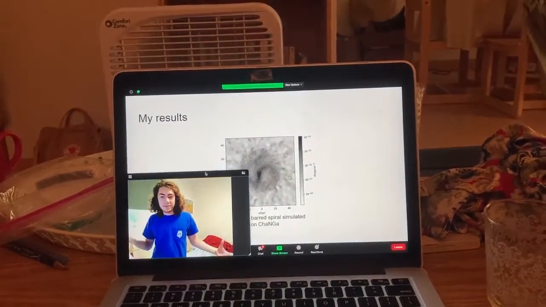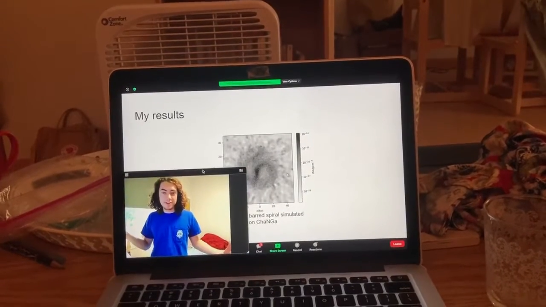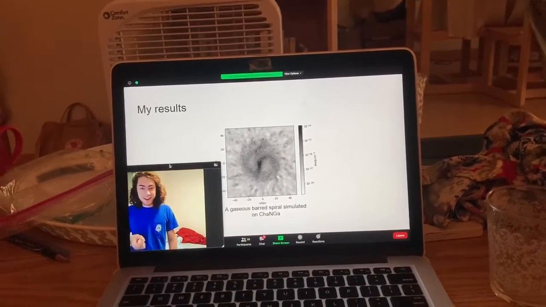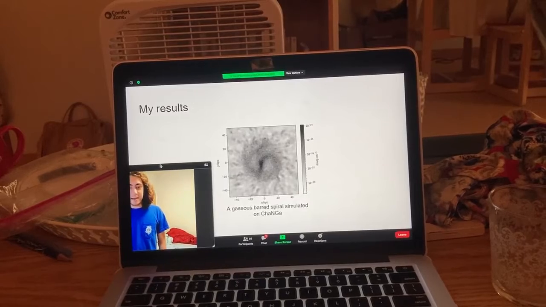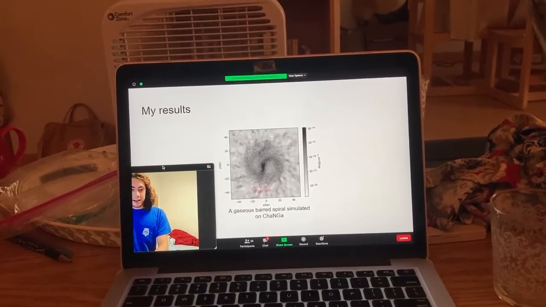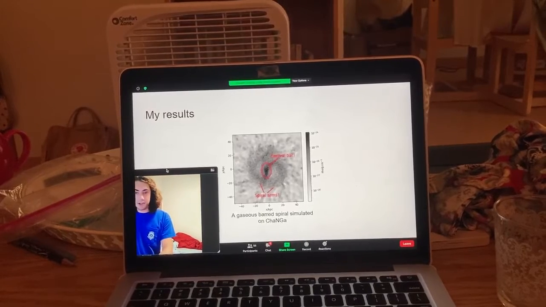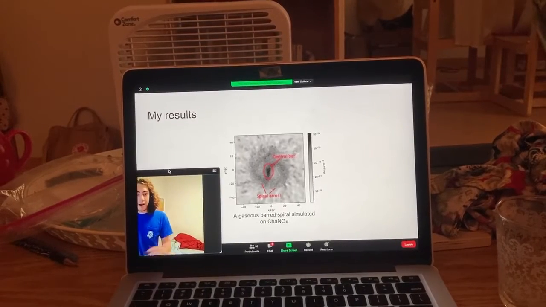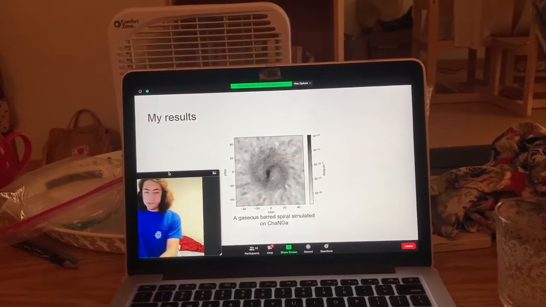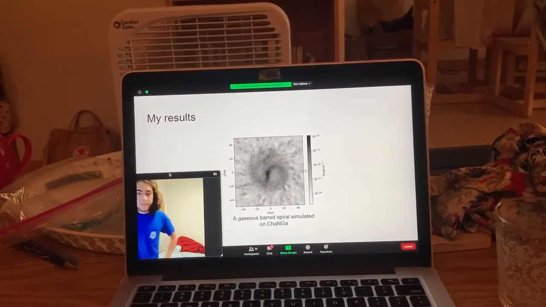So now that we've talked about some cool features of galaxies, I feel like I'm ready to show you my results from the summer. Here's an image of a galaxy that I ended up getting out of Chang'e. And here you can see the spiral arms. And in the center, there's this elongated shape, which is a bar. And here's the original image, just so you can see those a little bit better.